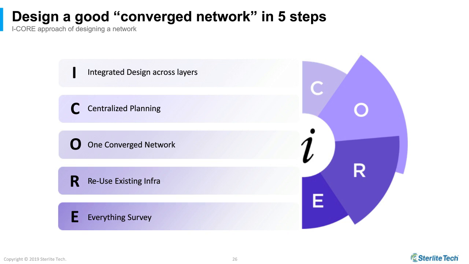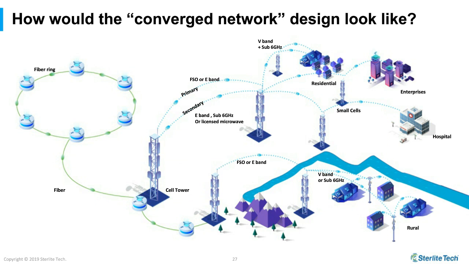The one converged network design is, again, looking at both the wired and wireless networks cohesively and looking at a unified network design approach. Reusing existing infrastructure makes complete sense. Why would you want to do it any other way? And of course, surveying everything for both wired and wireless infrastructure saves time. It also saves money. So really, we are presenting this I-Core as a framework to do this unified converged network topology design. So how will a converged network look like, and the design look like?